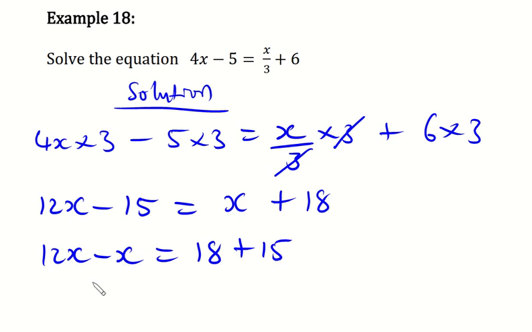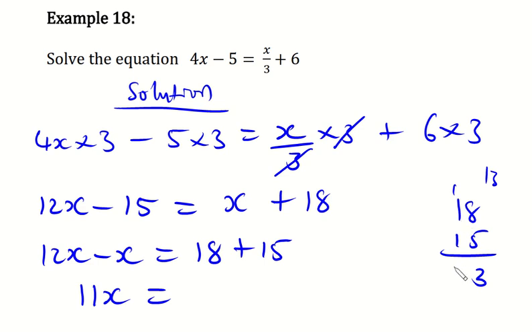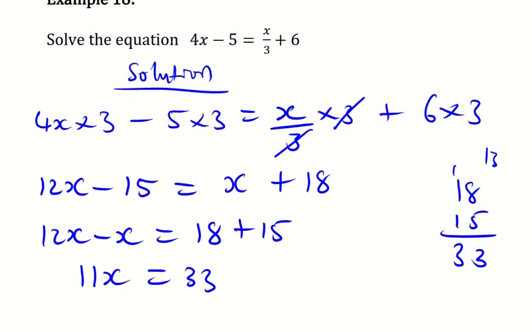What's 12x minus x? That's 11x. Then we have 18 plus 15. What's 18 plus 15? 8 plus 5 is 13. Put down 3, carry 1, plus the 1 plus 1 plus 1 is 3. So that's 33. What do you think the next thing should be?